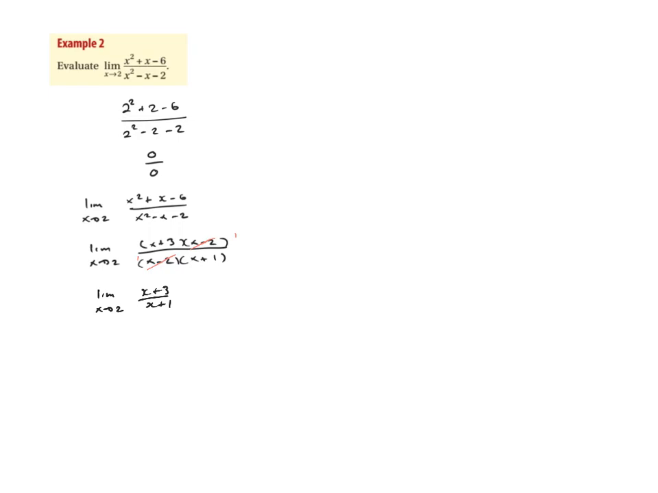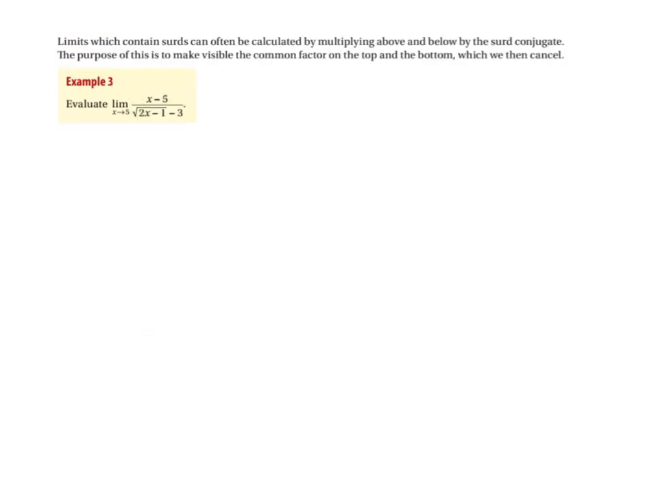And if we do that, we get 2 plus 3 over 2 plus 1 is equal to 5 over 3. So the limit of this original function is equal to 5/3. Okay, in this example, we can see here we have a surd. So the first thing I'm going to do is put 5 through, see if we can get a limit from just sticking the 5 through.